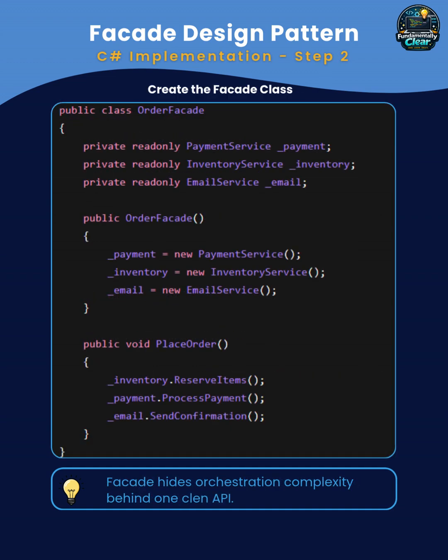Step 2. Create the facade class. This is where the magic happens. Look at what order facade is doing. It holds private references to payment service, inventory service, and email service. The client never touches those directly. And place order, that single public method, is the entire interface. It coordinates the sequence, reserve inventory, process payment, send email, in the right order every time.